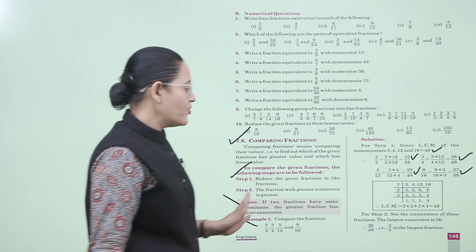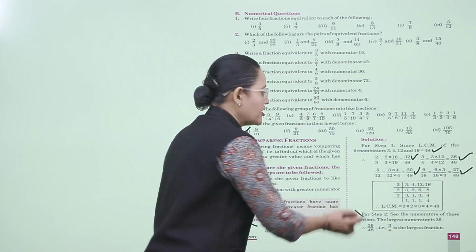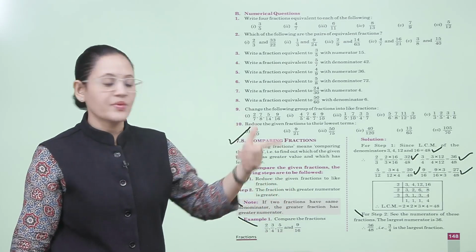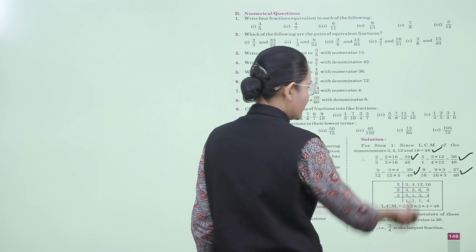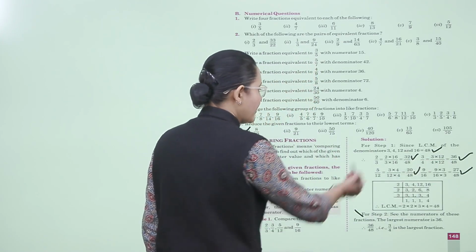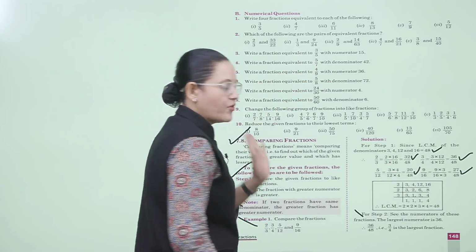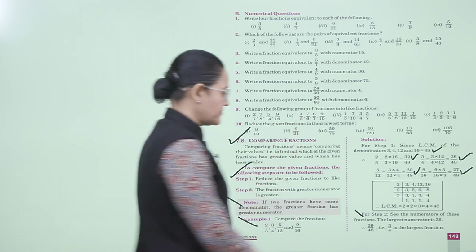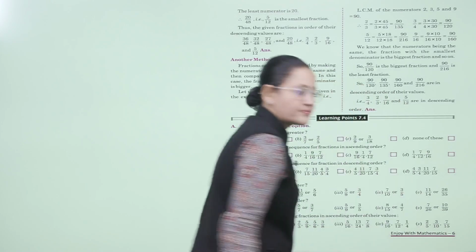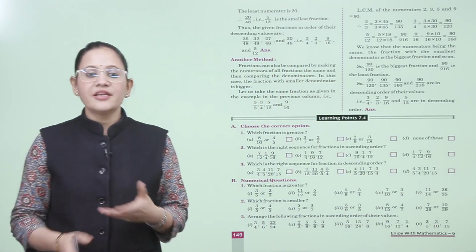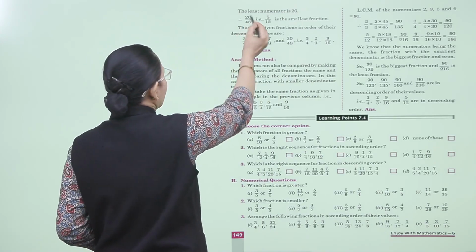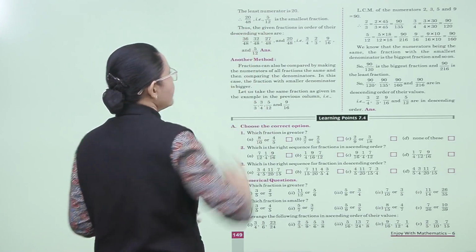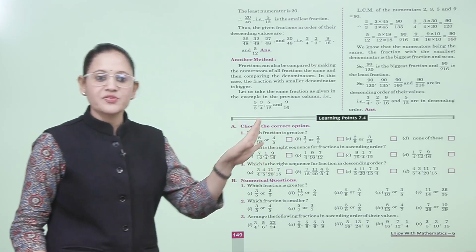Clear? Now the next step. Now the denominators are the same, so we will compare the numerators. The greatest numerator is this one, 36. Clear? 3 by 4. So 3 by 4 will be the largest fraction. The last numerator is 20. 20 upon 48, 5 by 12, so that will be the smallest fraction.